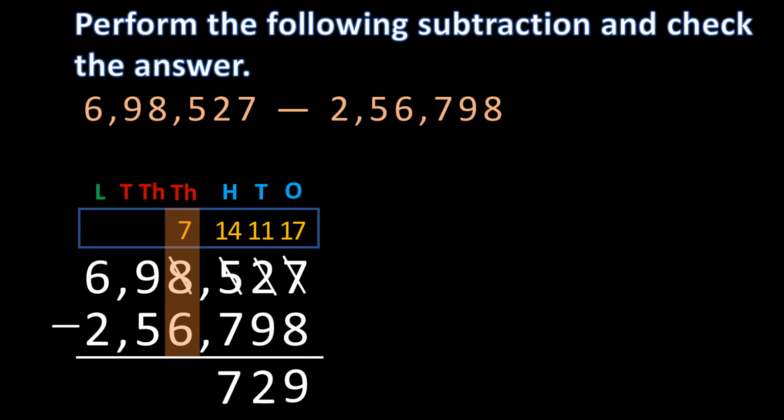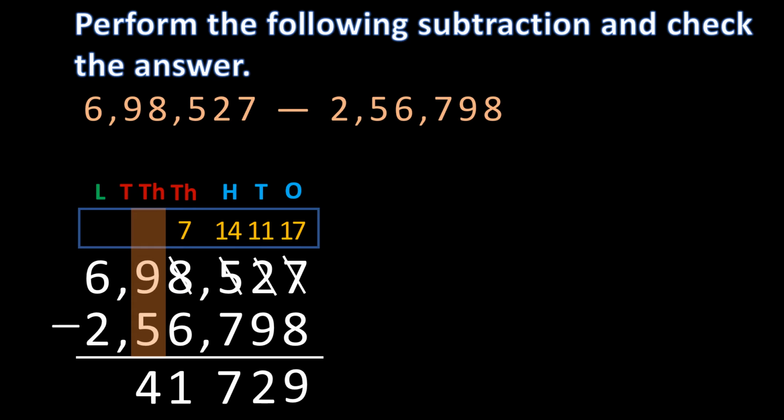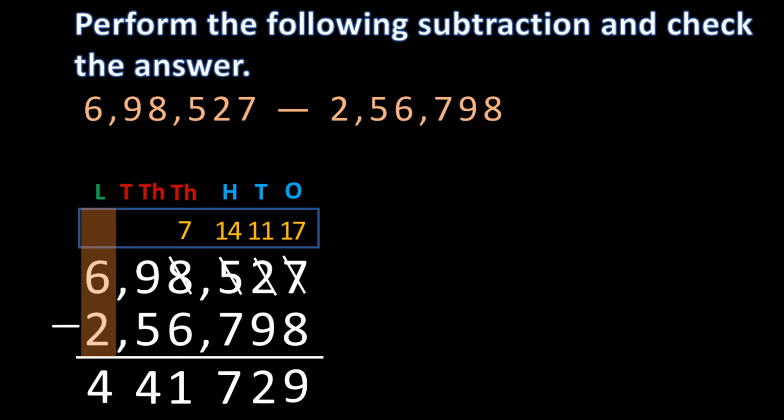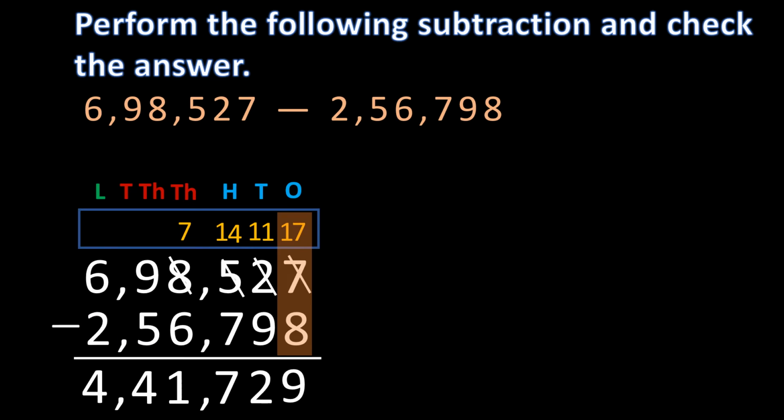Then subtract the digit at thousands place. 7 minus 6 is equal to 1. So write down 1 in thousands place. Now subtract the digit at 10,000s place. 9 minus 5 is equal to 4. So write down 4 in 10,000s place. Then subtract the digit in lakhs place. 6 minus 2 is equal to 4. So write down 4 in lakhs place. Now insert commas between periods. So the answer is 4,41,729. But how do we make sure that our answer is correct or not?